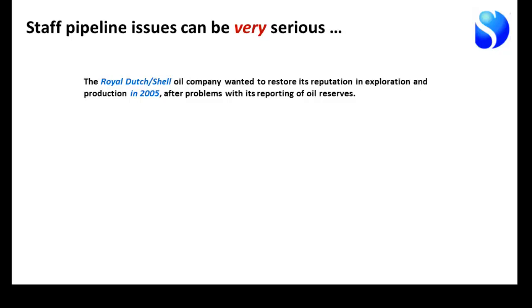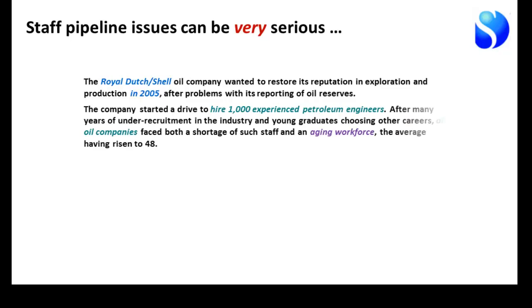Here's one such story. Royal Dutch Shell got into trouble in 2005 with the US Securities and Exchange Commission for misreporting their oil reserves. That wasn't a financial misreporting, it was a technical problem because they didn't have enough petroleum engineers. So they started a drive to hire 1,000 experienced petroleum engineers.